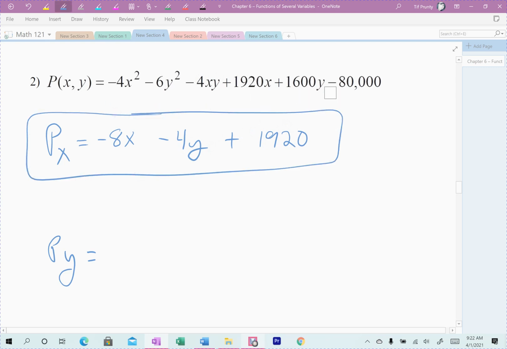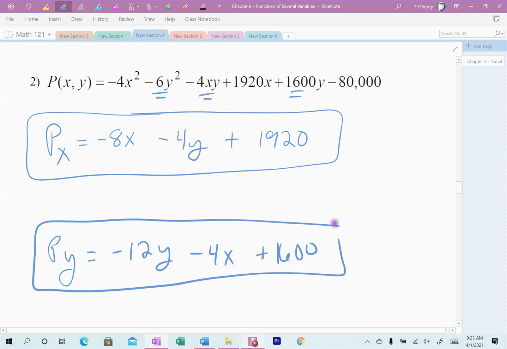Now the derivative with respect to y, so again, I only look at the y parts. Those three values are the only values with y, everything else zeroes out. Those are the only things that are changing when y changes. So the derivative of negative 6y squared is going to give me negative 12y to the first. And then my mixed derivative, remember I'm taking the derivative of y, which is 1. The 4 and the x are constants that come along. So negative 4x times 1, which is negative 4x. The 1920x zeroes out, then I get my positive 1600, and there's my derivative with respect to y.